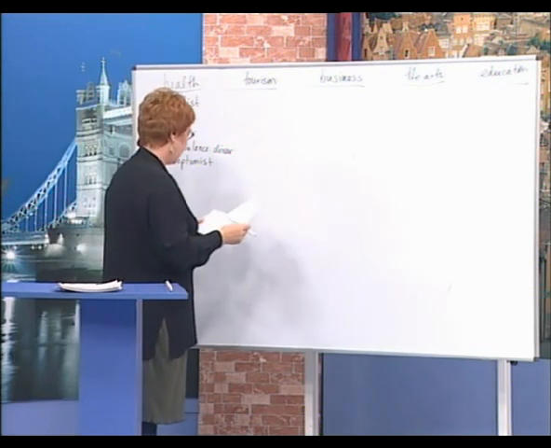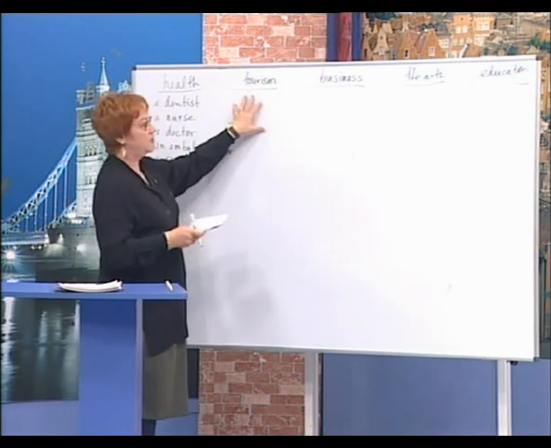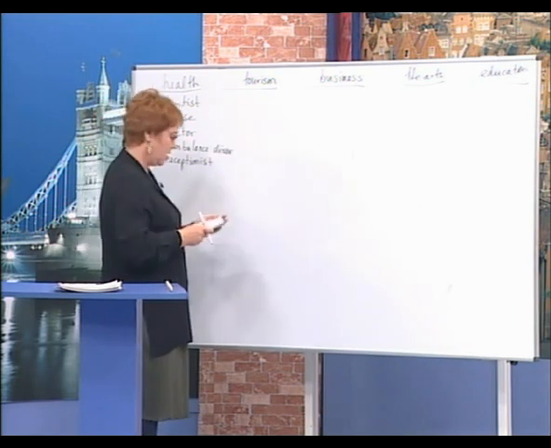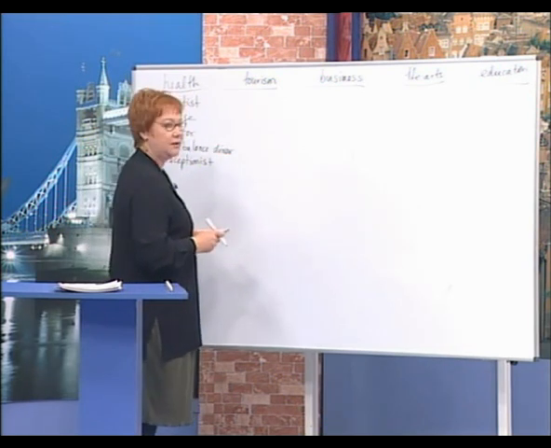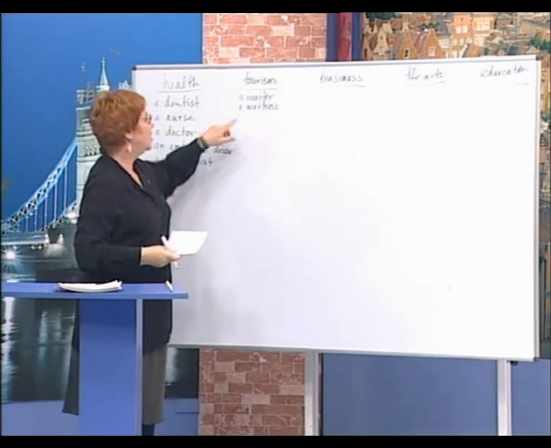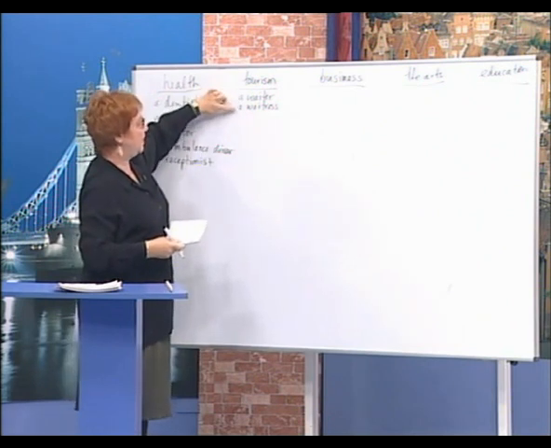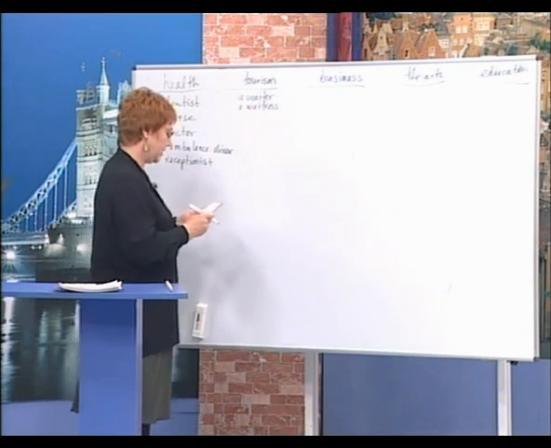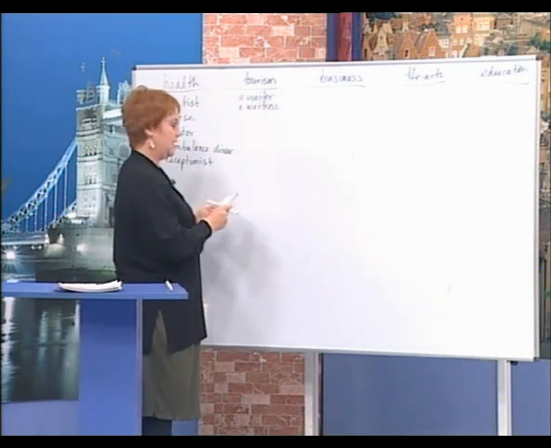Okay, now let's look at the group for tourism. I think this will be a long list. Susan, you start. A waiter or waitress, he or she works in a restaurant. Okay, he or she works in a restaurant. What's the difference between a waiter and a waitress? A waiter is a man. A waitress is a woman. Yes, good.